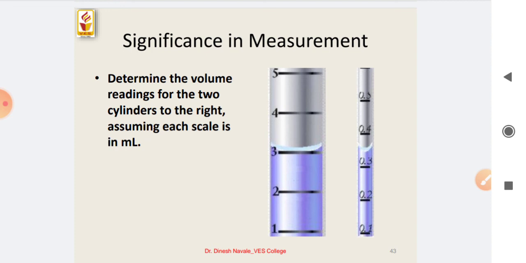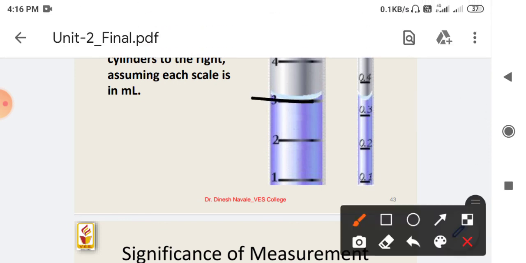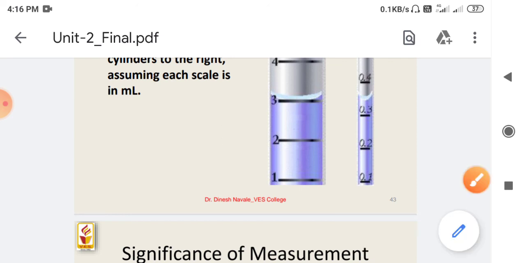Here you can see the volume readings to determine for the two cylinders on the right, assuming that each scale is in milliliters. Here this value coincides exactly with the zero reading, so we can say it represents 3.0 mL. And here it lies in between 0.3 and 0.4, so we cannot exactly predict the mL value for that particular range.